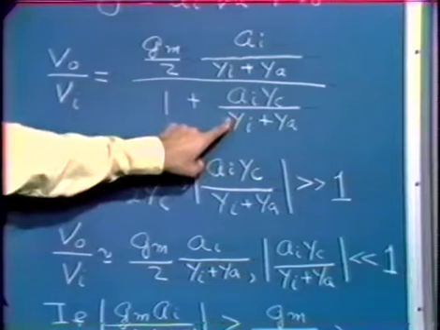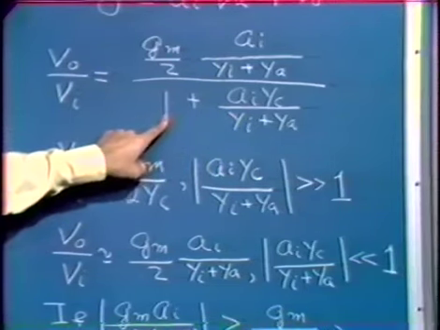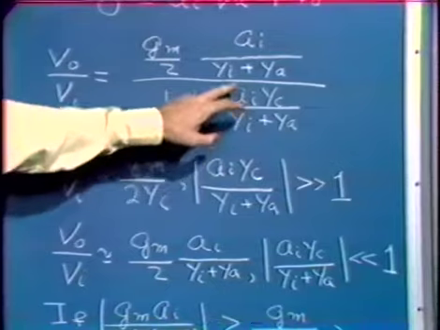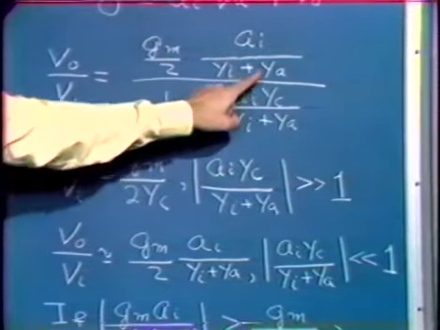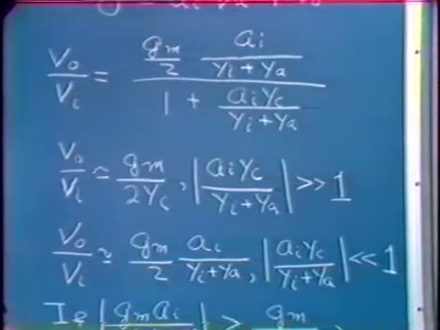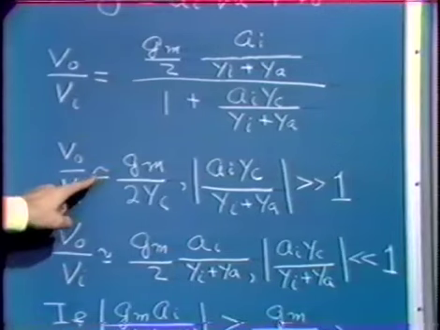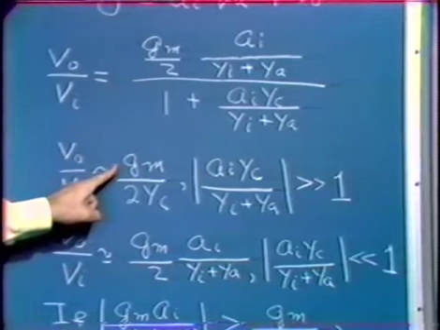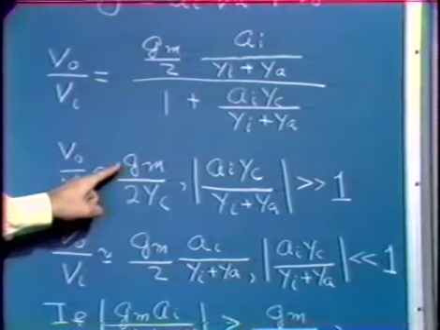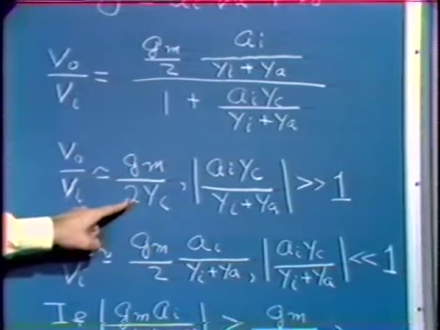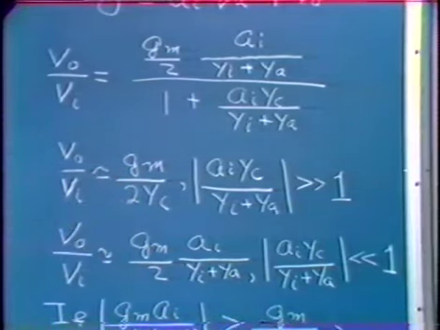In other words, if this term is big compared to 1 in the denominator, we can ignore the 1. The AIs cancel out, the YI plus YAs cancel out, and under those conditions, the open loop transfer function of the amplifier is simply GM divided by 2 times Y sub C.